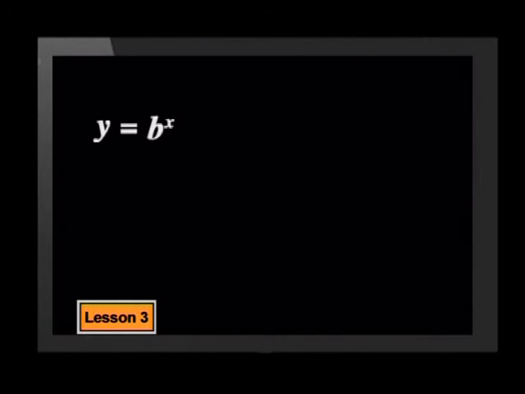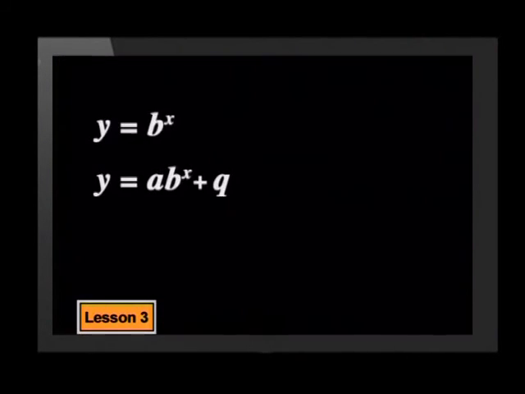We can say that for any exponential function of the form y equals b to the x, if we invert the base of the function, then the graph of the new exponential function will be the reflection about the y-axis of the original one. So far, we've looked at different exponential graphs that are all of the form y equals b to the power of x.